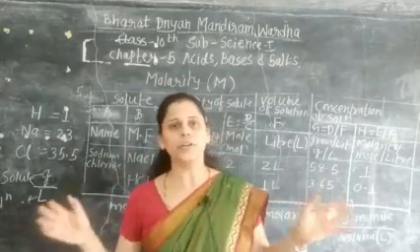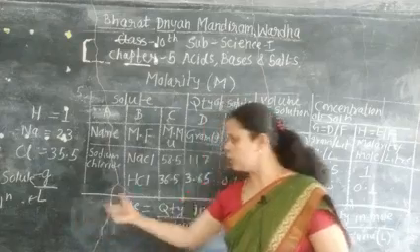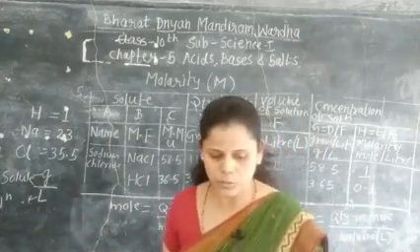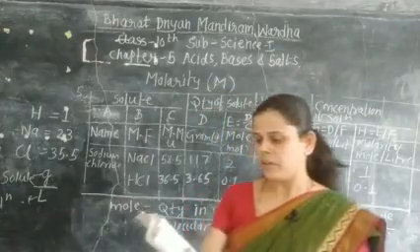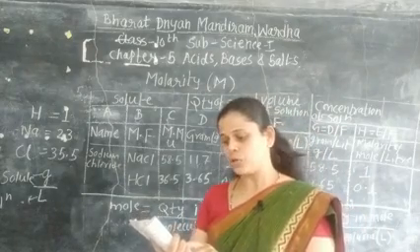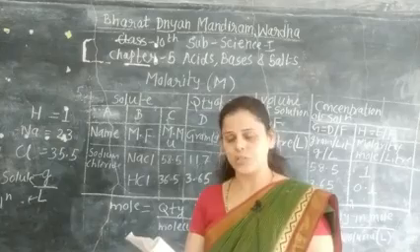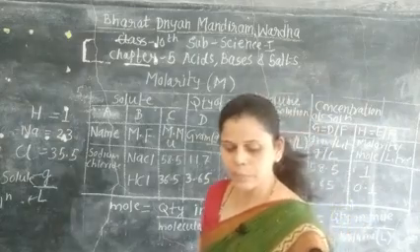Clear? I hope you understood this lecture, and this is your homework. Complete the third row in this table. The solute given is NaOH, that means sodium hydroxide. Complete all the values for NaOH.